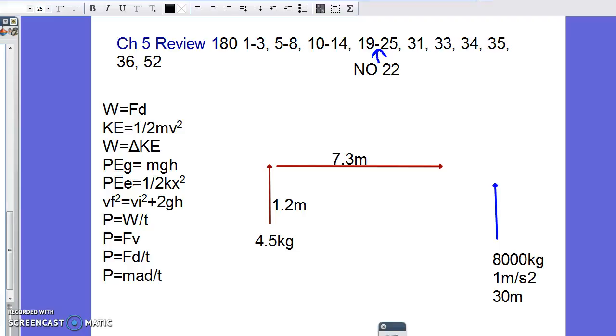Number 7. A person lifts a 4.5 kilogram cement block a vertical distance of 1.2 meters and then carries the block horizontally a distance of 7.3 meters. Determine the work done by the person and by the force of gravity in this process. Now, first thing to talk about is this whole 1.2 and 7.3 deal.